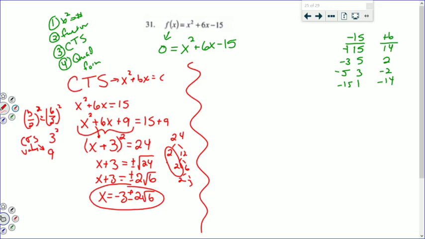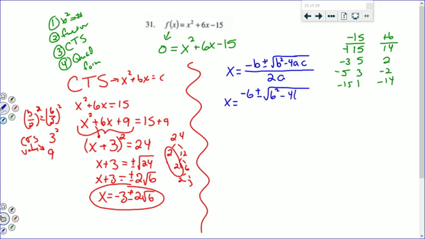So now, let's solve this guy by quadratic formula. All right? So our quadratic formula is x equals negative b plus or minus the square root of b squared minus 4 times a times c. And then that whole value is divided by 2 times whatever a is. So in this equation, x is equal to, b is 6, so negative 6 plus or minus the square root of 6 squared minus 4 times a is 1 and c is negative 15. And that whole thing is divided by 2 times a, which is 1.